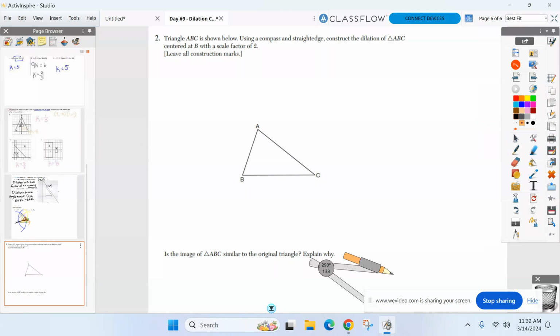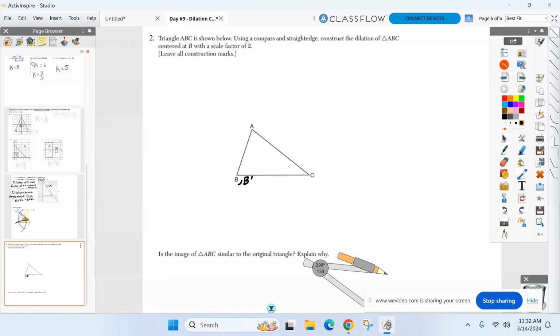B prime is going to stay where it is. All right, now let's dilate A and C with a scale factor of 2. They're going to get further away, though, right? For double the distance A is from B right now, extend AB. Extend AB.